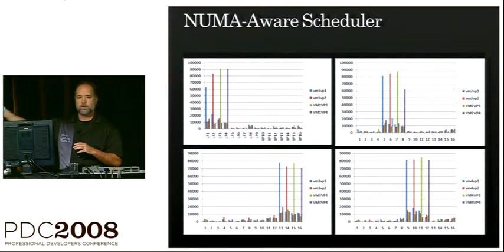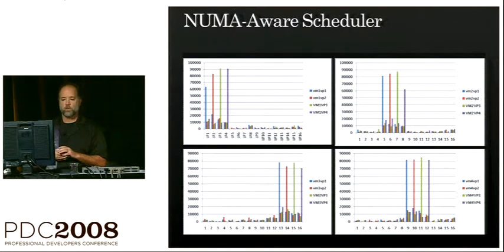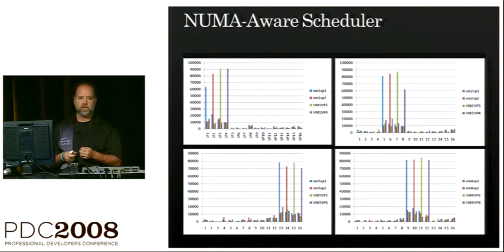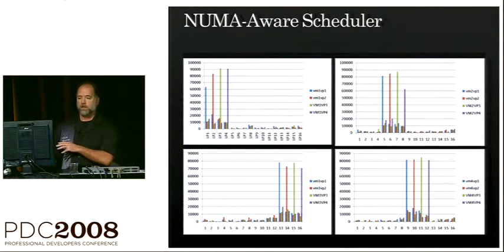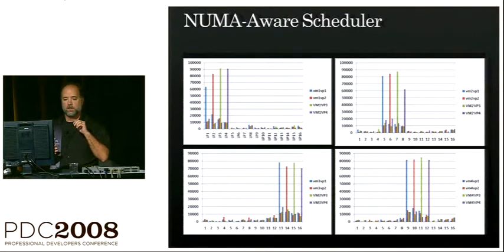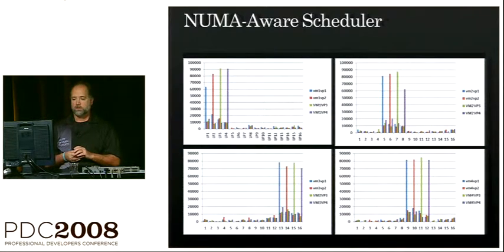Virtual machine 1 was assigned to NUMA node 1 with logical processors 1 through 4. And you can see that its virtual processors ran almost entirely in that NUMA node. The same thing held for the other virtual machines. And not only that, you can also see that each virtual processor ran almost entirely on the same logical processor, thus being able to take advantage of per processor caches.